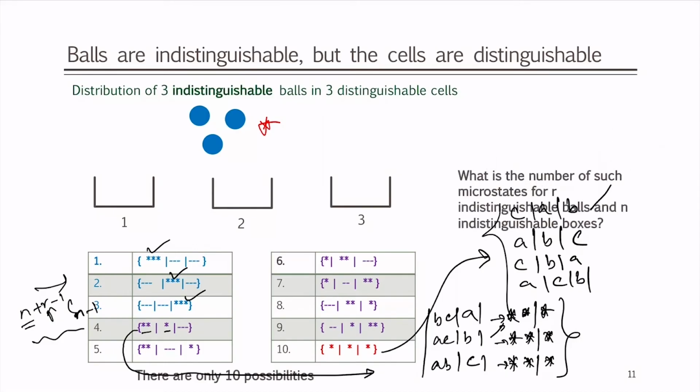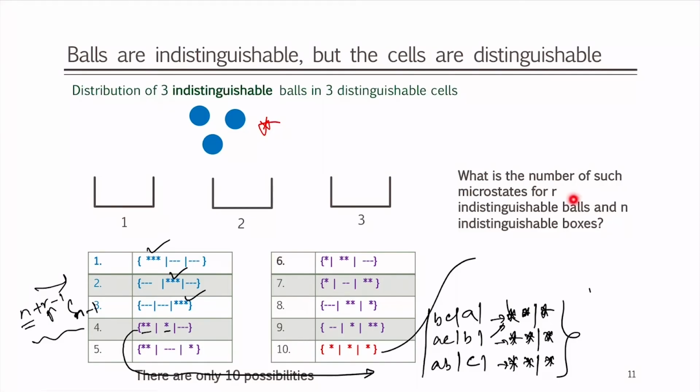You can read this. So, what is the number of microstates? What is the number of such microstates of R? So, exactly. That is what I was saying, like how many microstates we can get when there are R indistinguishable balls and N.